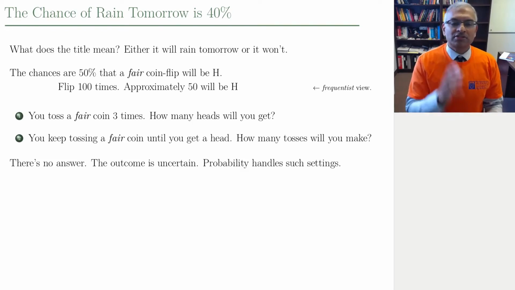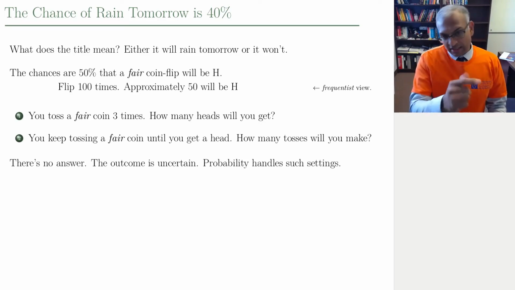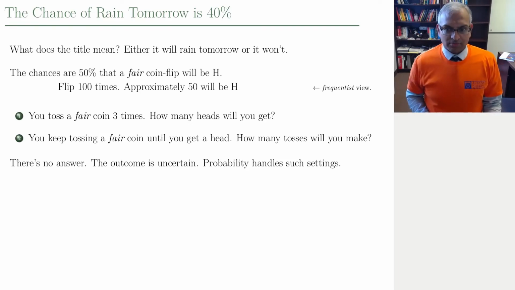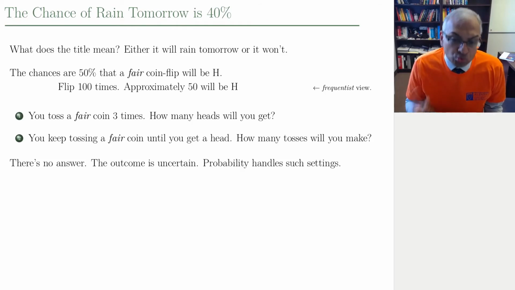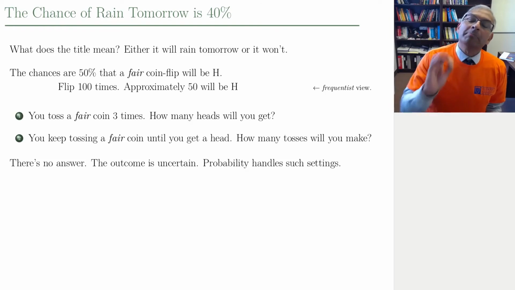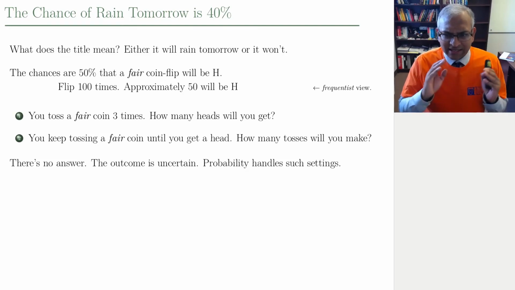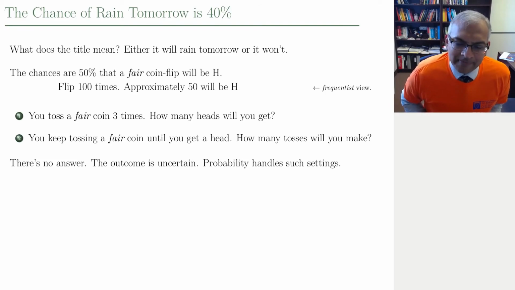Until you actually toss the coin 3 times, you won't know how many heads you will get. And until you run experiment 2, where you toss a coin until you get a head, you won't know how many tosses you make. Nevertheless, we would like to think about and analyze these 2 experiments before we actually go and do them. For example, do I want to do the experiments? I need a way to analyze these experiments, and probability handles such settings. It's this beautiful mathematics that can handle settings where the outcome is uncertain.